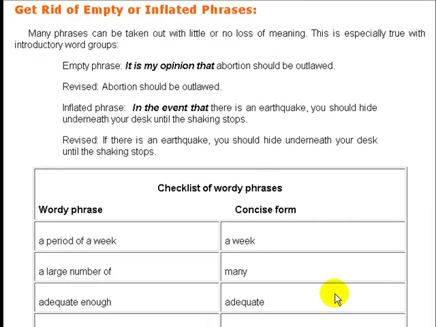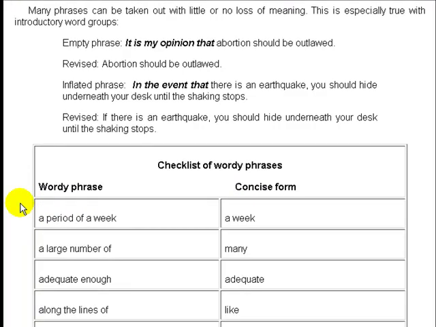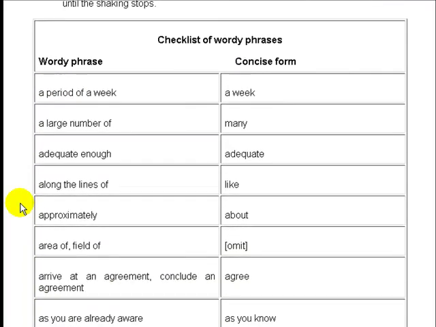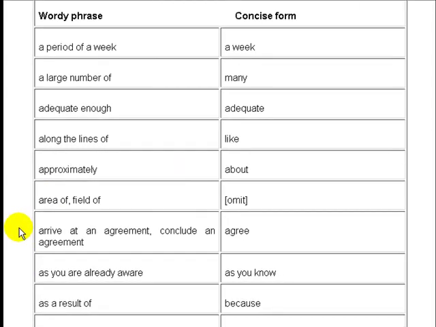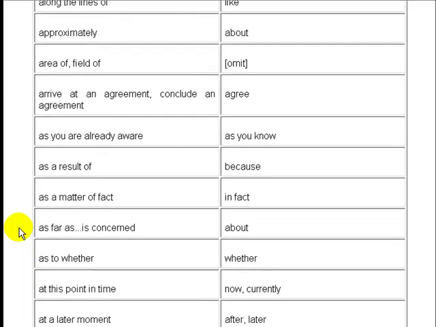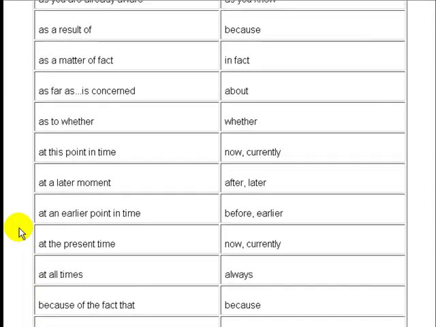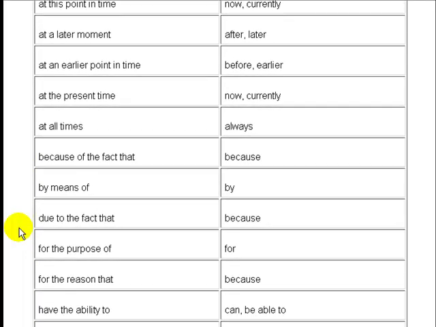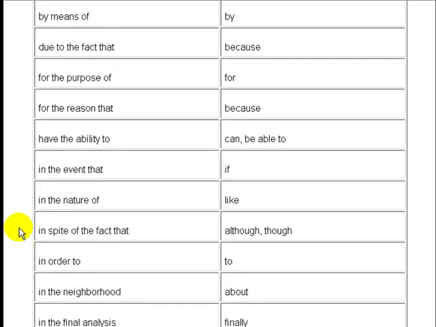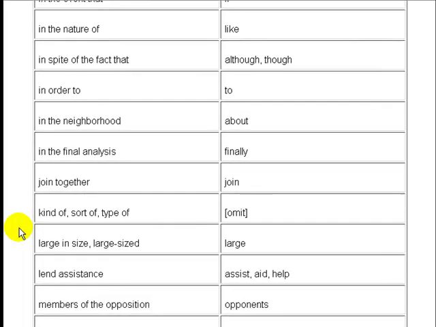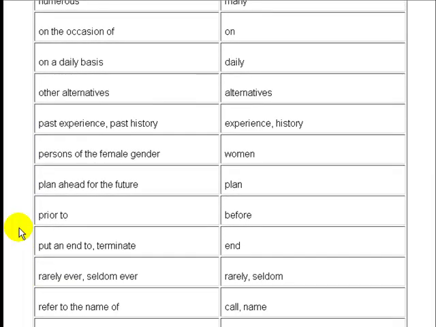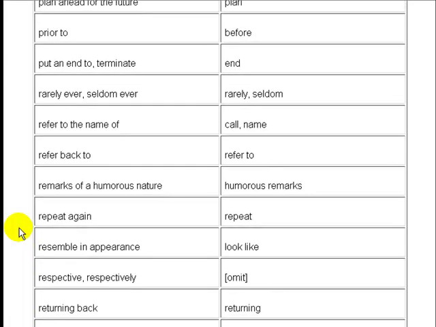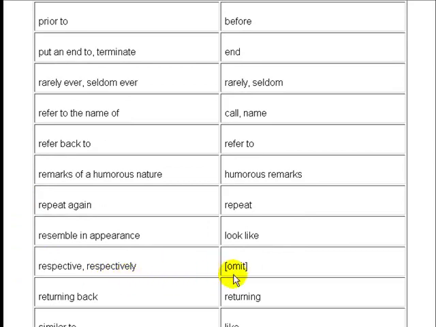Here's a checklist of wordy phrases. You'll see this is the wordy phrase. Here's the more concise version. Where it says area, field of, omit, it means don't even use it if you see omit. It's not even needed. Notice, respectively, most of the time you don't even need it.